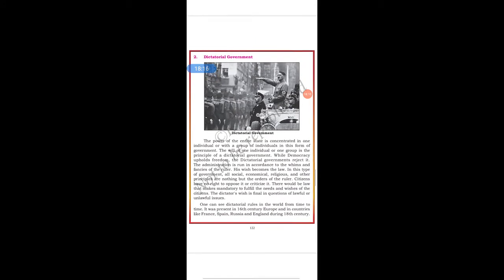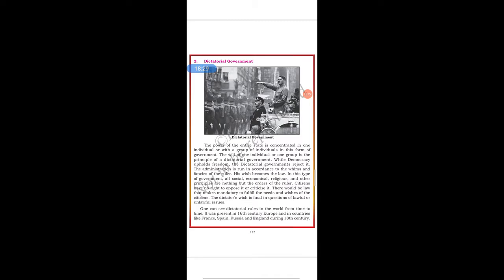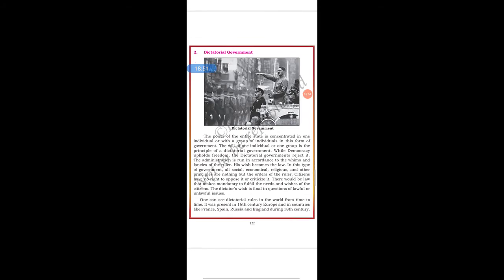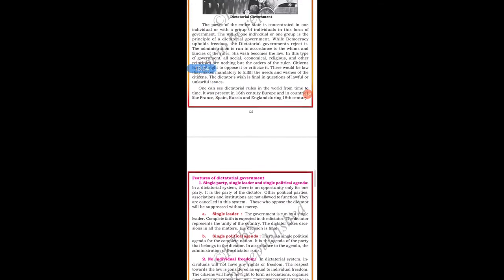Students, one can see dictatorial rule in the world from time to time. It was present in the 16th century in Europe, and in countries like France, Spain, Russia and England during the 18th century. We can be thankful to God that we don't have this form of government, isn't it? It is better that we have the democratic form of government. If we compare with dictatorial government, this government was ruled in the world from time to time. So here, students, we have the features of dictatorial government.